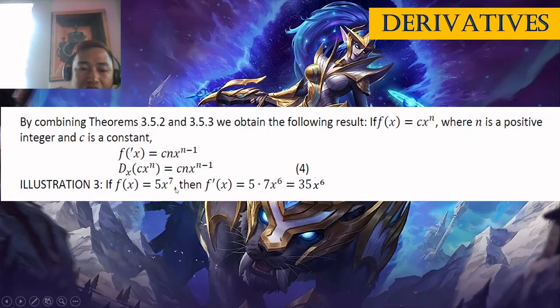So, 7 minus 1 is 6. So, 5 times 7 is 35, x to the 6.